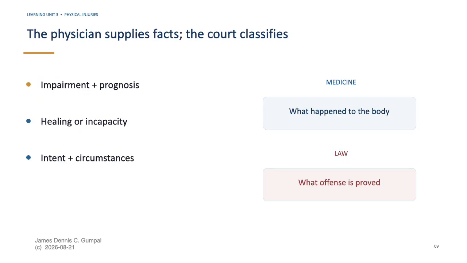For physical injuries under Articles 263 to 266, the physician is most useful in reporting impairment and prognosis, a supportable period of healing or incapacity, and the anatomical and functional consequences of the trauma. Intent and circumstances, however, require the whole evidentiary record. The lower visual states the division of labor. Medicine explains what happened to the body, while law determines what offense is proved.